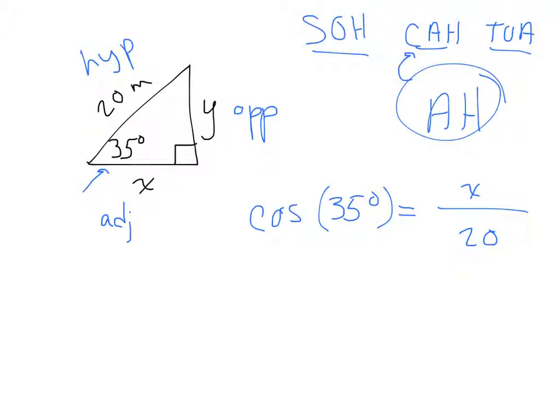Now, if I'm trying to figure out what x is, how do I get rid of that 20 at the bottom? Multiply. By? Not the 35, be careful. By the 20. I have to multiply by the 20 because we're currently dividing by the 20. See how those two cancel? So it turns out that x is just the product of 20 and the cosine of 35.